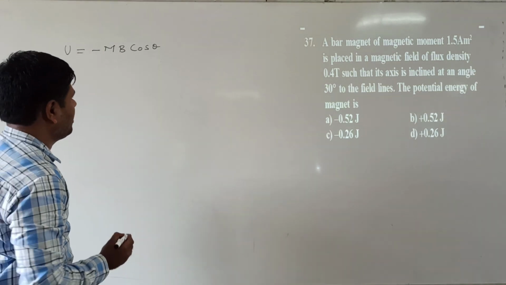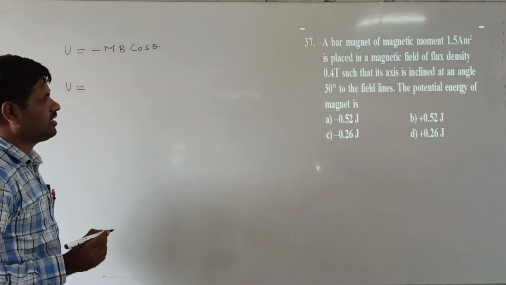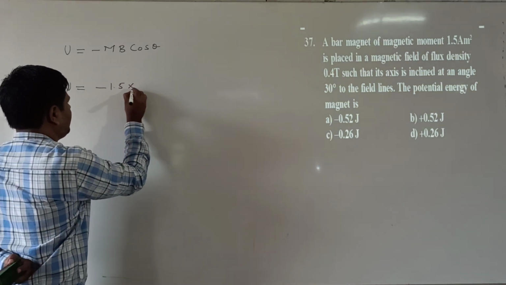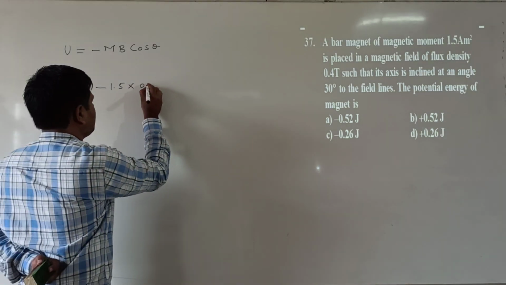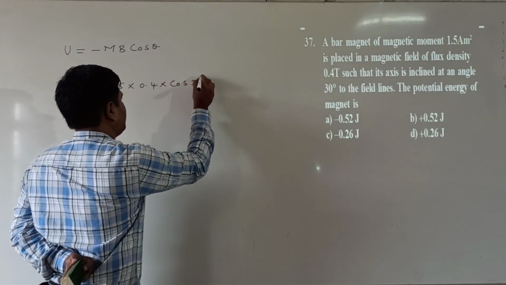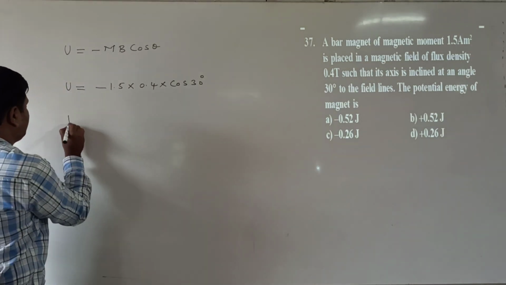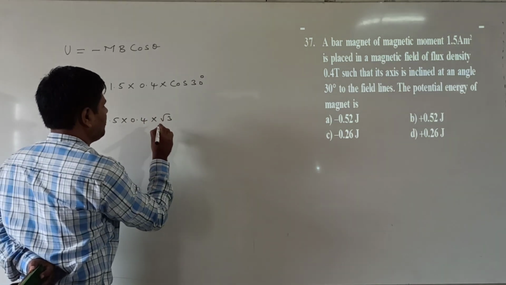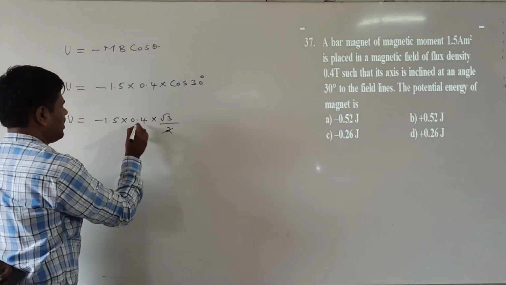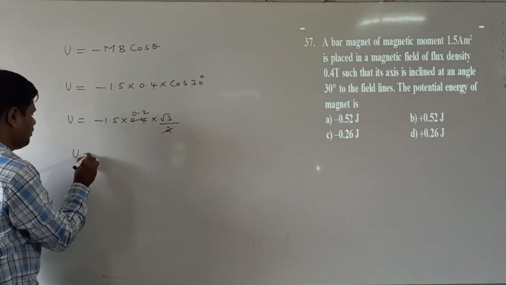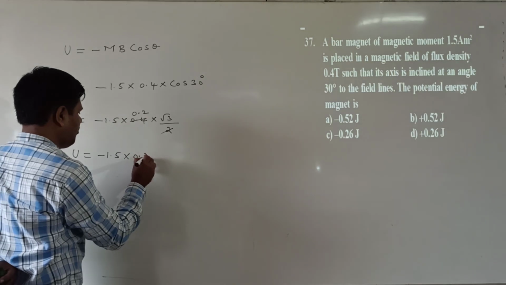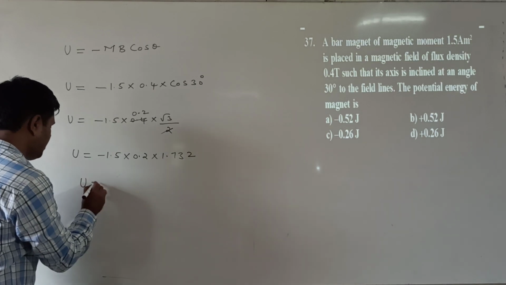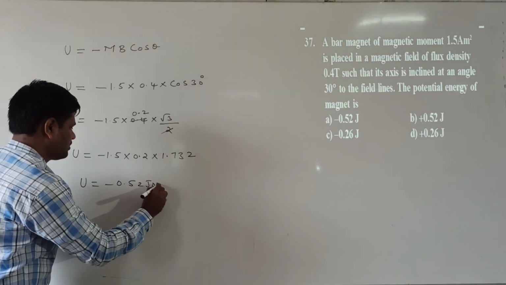Now what is m? m means magnetic moment, which is given as 1.5. The magnetic flux density is given as 0.4, into cos how many degrees here? Cos 30 degrees. Now U is equal to minus 1.5 into 0.4 into cos 30, whose value is root 3 by 2. Now 2 ones are 2, 0.2s are... Now U is equal to minus 1.5 into 0.2 into 1.732. When calculating, we are getting here minus 0.52 joules.